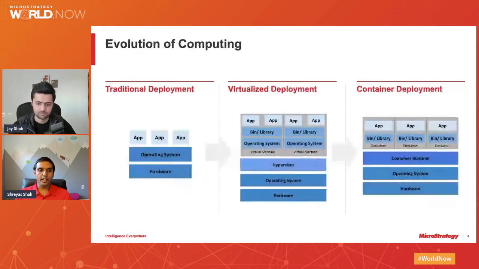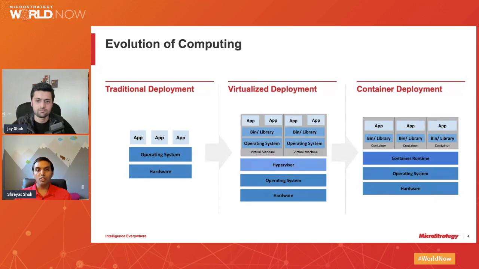So how did we get here? I'll go over the evolution of computing. On the left-hand side, you see a traditional VM deployment. VMs are an infrastructure level construct to turn one machine into many servers. It contains one physical server and can have multiple VMs on top of a server.